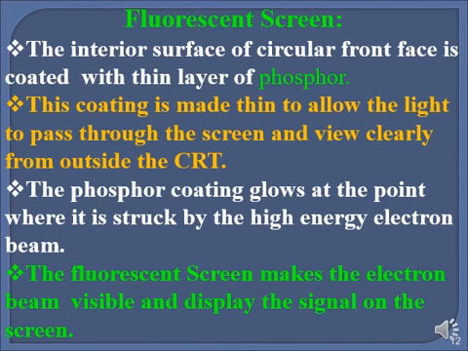Next is the fluorescent screen. What is the function of the fluorescent screen, that we are going to discuss. The interior surface of the circular front face is coated with a thin layer of phosphor. This coating is made thin to allow the light to pass through the screen and be viewed clearly from outside of the CRT. So the phosphor coating glows at the point where it is struck by the high energy electron beam. So the fluorescent screen makes the electron beam visible and displays the signal on the screen.